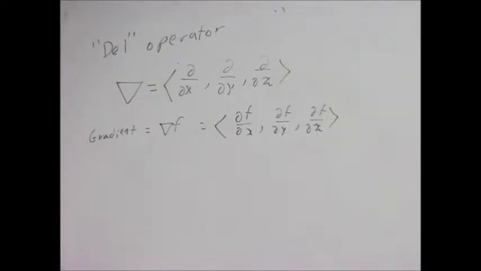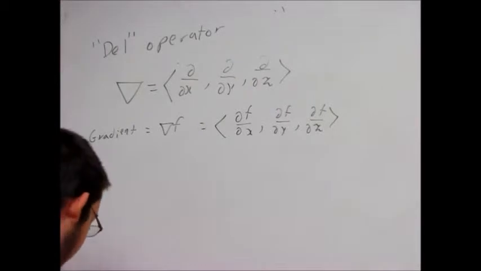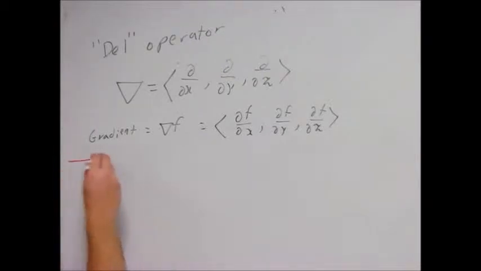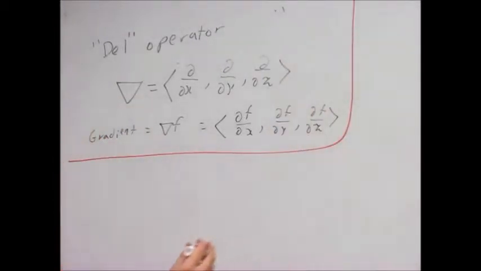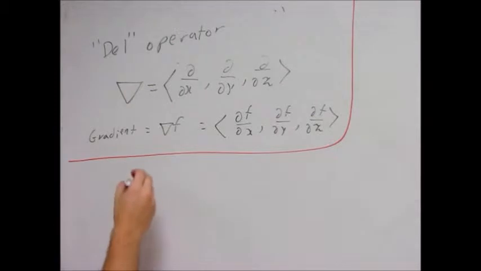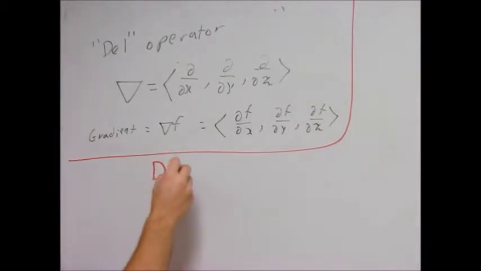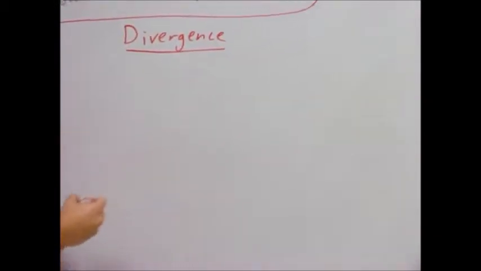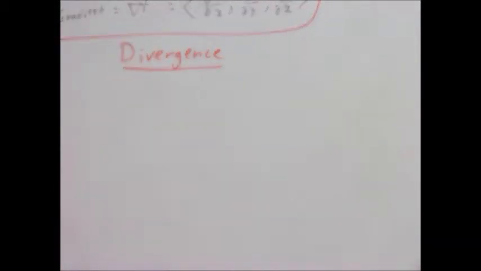But there are a few other things you can do with the del operator. The first thing I'm going to talk about is divergence. So let's keep this in mind. Divergence, as the name suggests, is how much a vector field diverges at a given point.